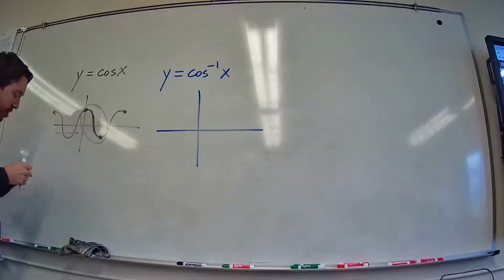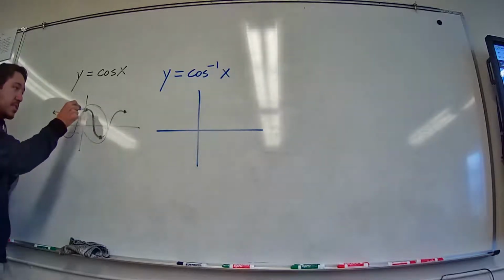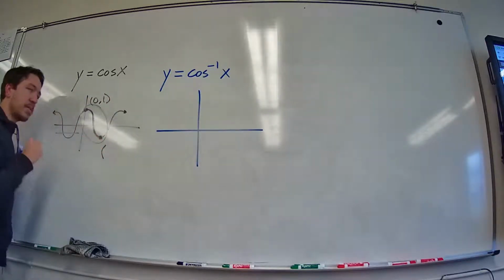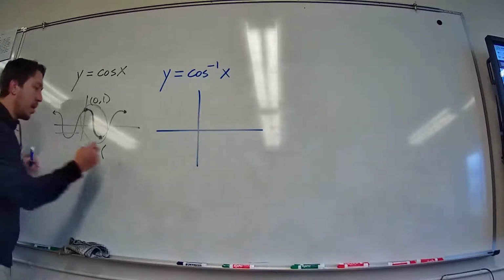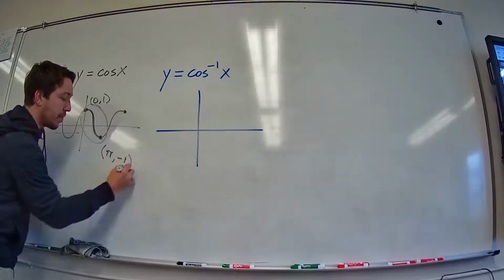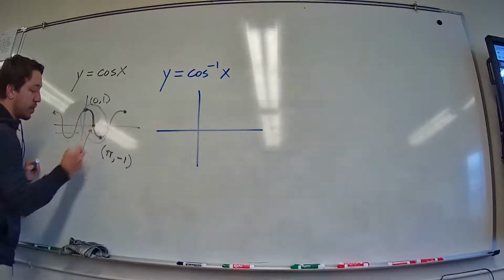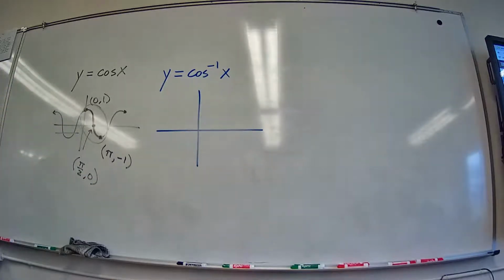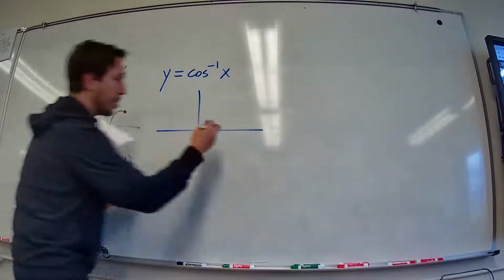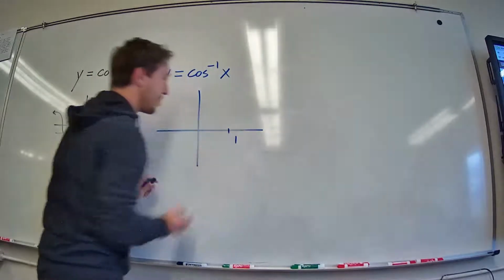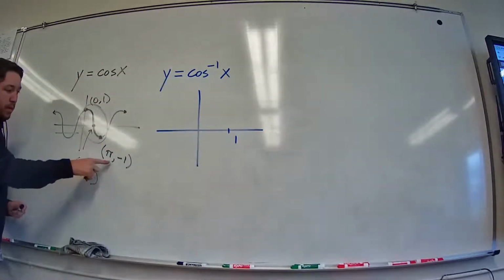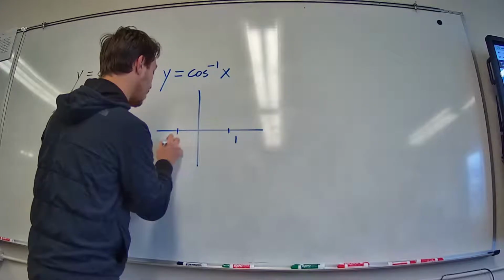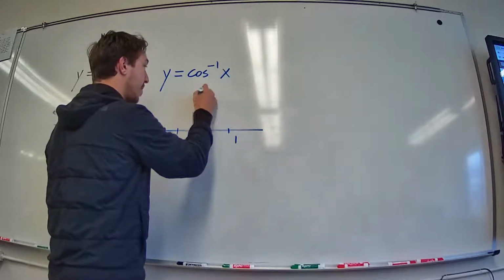Okay, let's list these points out real quick. This point is coordinates of 0, 1. This point down here is coordinates of pi, -1. And this point here has coordinates of half a pi, 0. So let's put all those points on our inverse, swapped versions. 0, 1 becomes 1, 0. Pi, -1 becomes -1, pi.